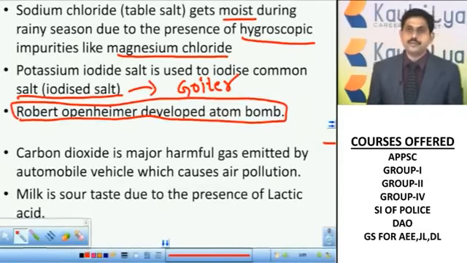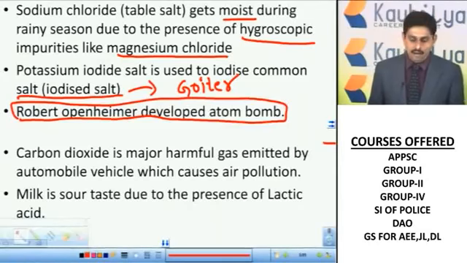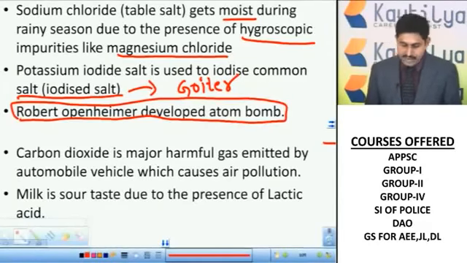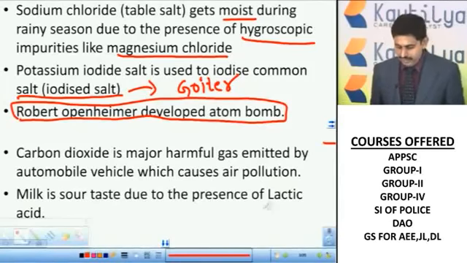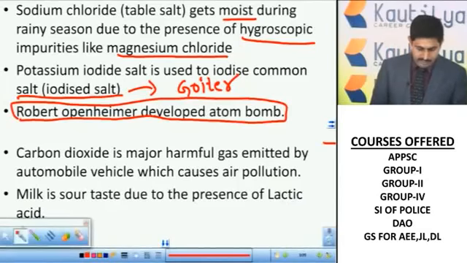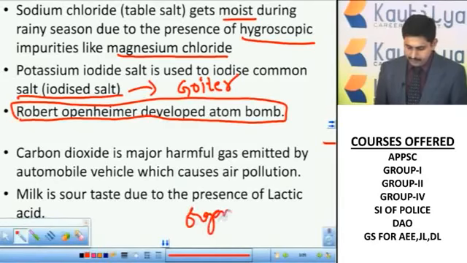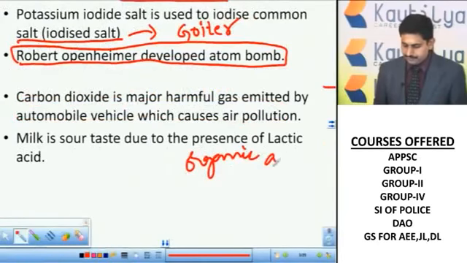See, we have discussed metals. Lead is a metal pollutant which is released in the cities by automobiles, and carbon dioxide is a major pollutant gas. And now, milk is sour because of the presence of lactic acid. One more thing I want to tell here. See, acids are basically classified into two types. They are called organic acids and mineral acids.